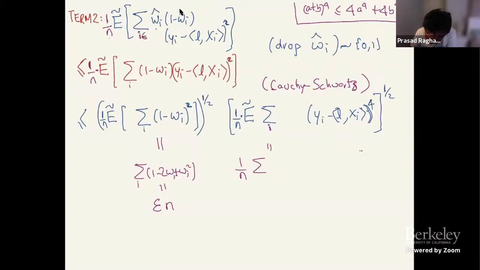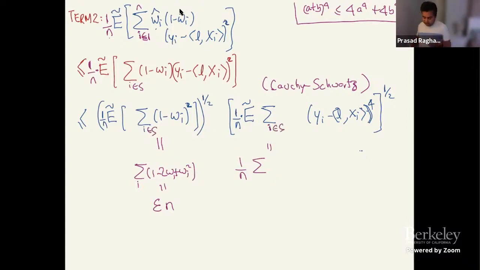Remember, the sum was over all 1 through n. Initially, the sum was over all 1 through n. And then I don't really drop wi. I actually keep wi hat. So I'm just going to write this as i over the good set S, because wi hat picks out really the good points. So it's really i over the good set.